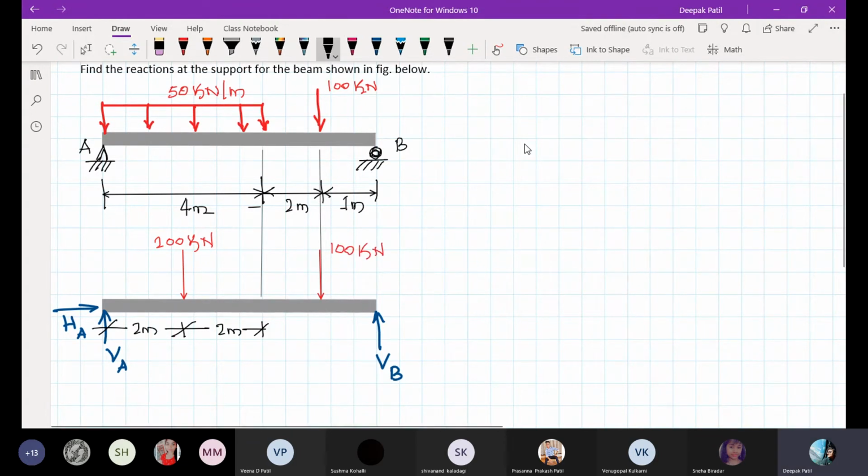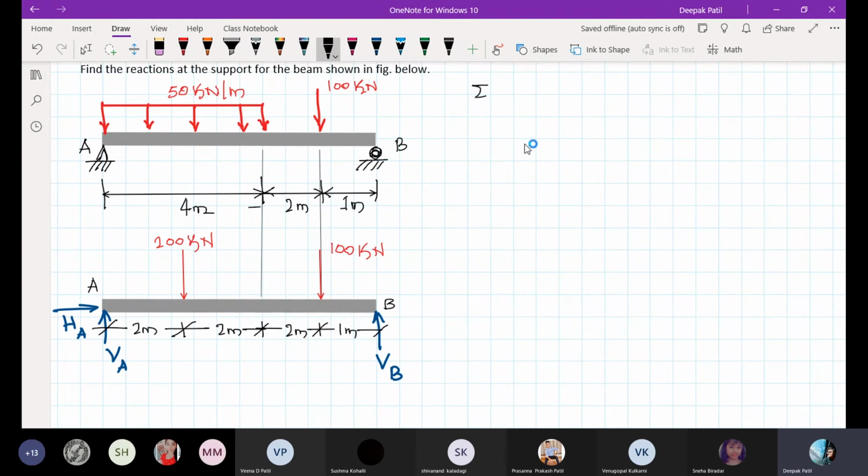And what are the distances? This distance is 2 meters and this distance is 1 meter, already given here. So this is your point B and this is your point A. Now you can see there are 2 point loads on a single beam. So now you can apply the equilibrium equations.